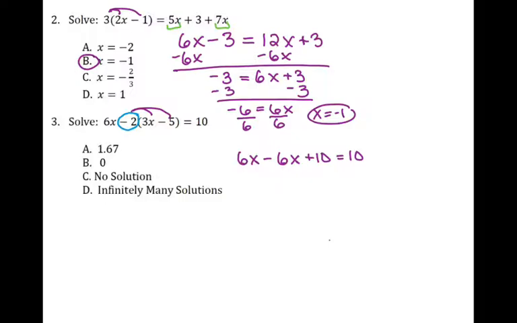Now I can combine like terms because I have my 6x minus 6x. That's going to cancel out, and that's going to give me 0x. So I have 10 equals 10. Now, I need to ask myself, does 10 equal 10? Well, of course it does. That is a true statement. So anytime your variables cancel out and you are left with a true statement, that is going to be infinitely many solutions.